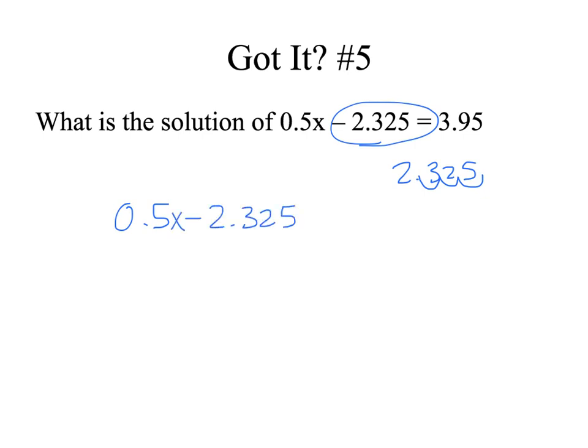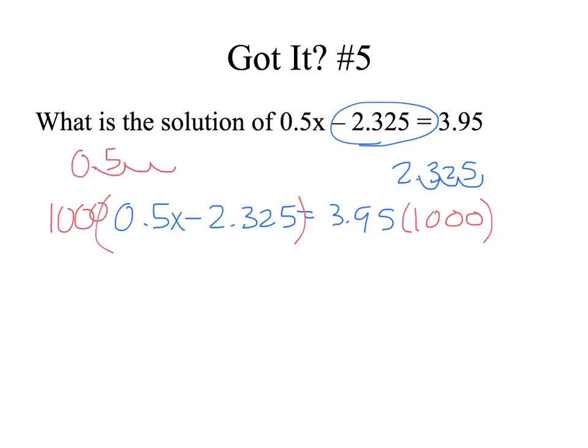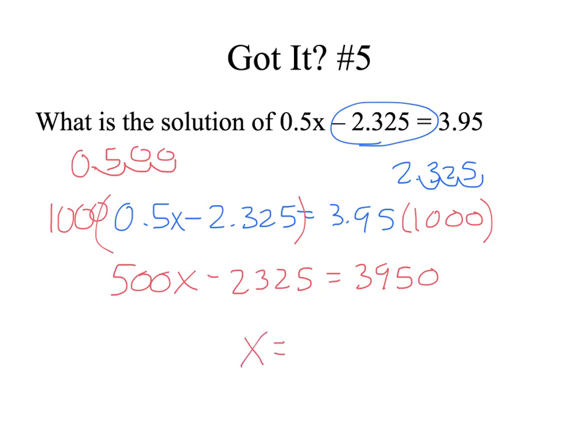Oh, that had an x on it. Equals, and we're going to multiply them by 1,000. So this side times 1,000, this side times 1,000. 0.5 times 1,000 would be 500x. And now this is going to become a whole number. 2325 equals 3950. And when you end up solving this one, you get x equals 12.55. Again, not a big deal because you could just put the decimals in your calculator.